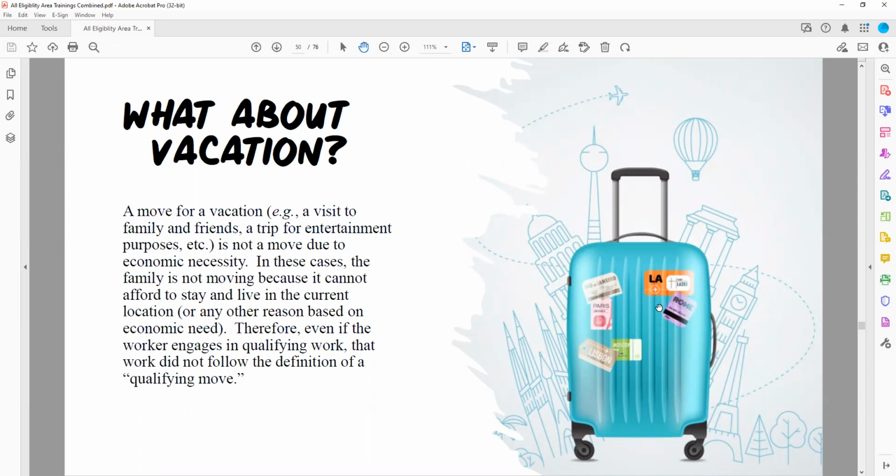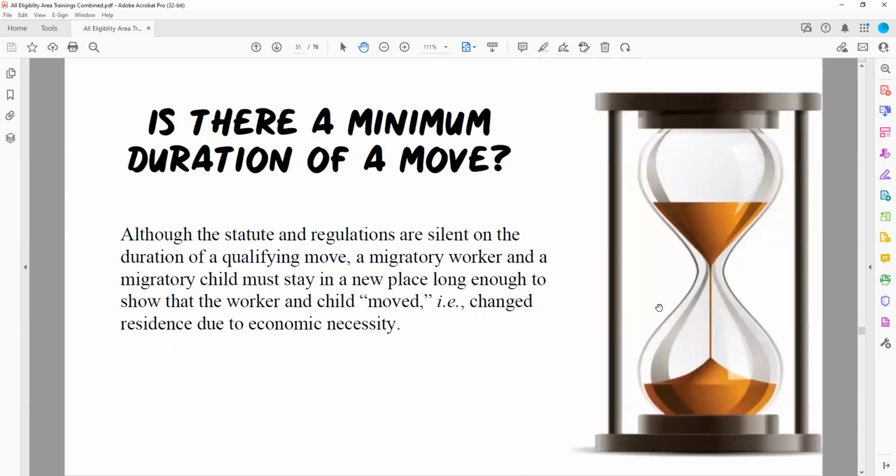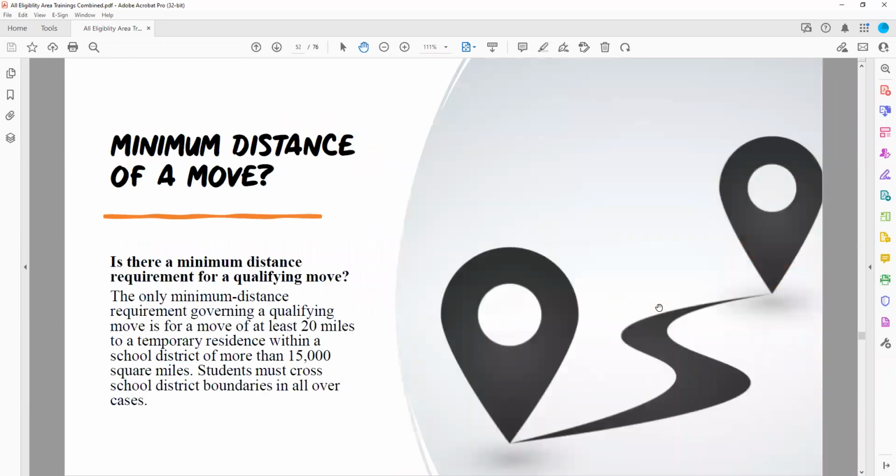Therefore, even if the worker engages in the qualifying work, they did not meet the definition of a qualifying move. So you may say, well, what's the minimum duration of a move? States really have to determine their policies on that. The statute and regulations are silent, but they must move to a place long enough to show that they moved. They're not just visiting, they actually change residence due to economic necessity.